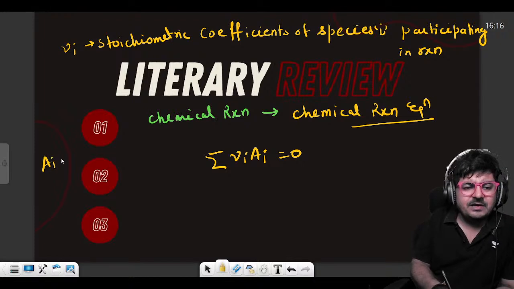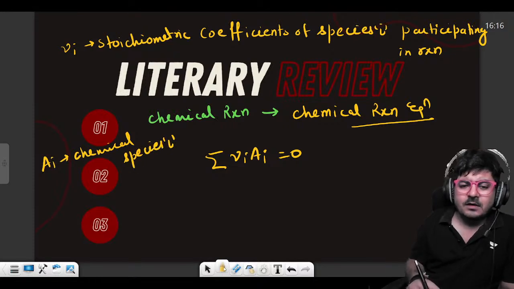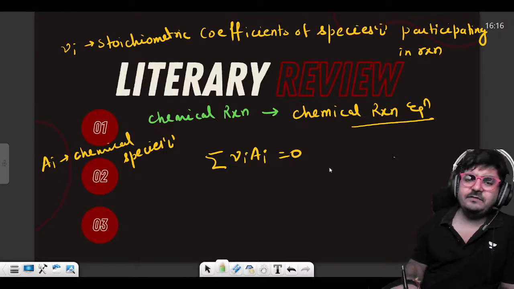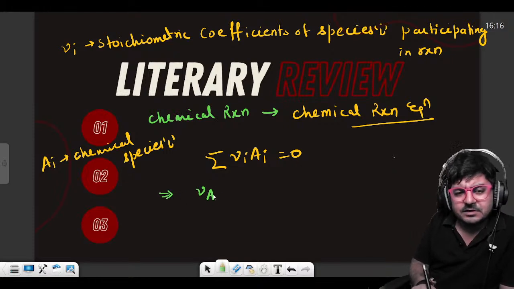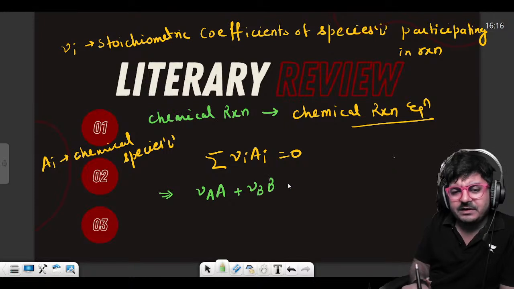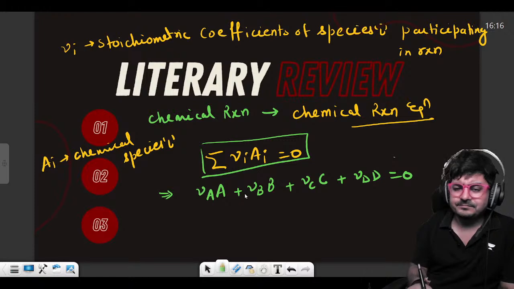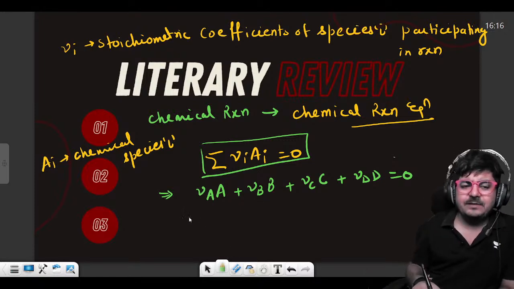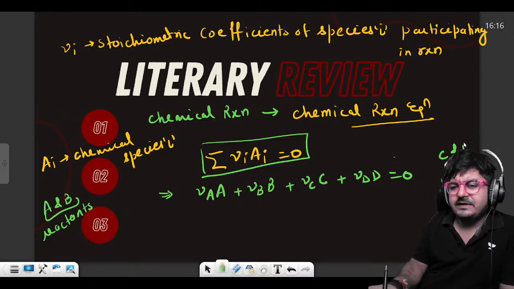And A i is any chemical substance, or you can say chemical species. Suppose we have a chemical reaction in which four components are participating, let's say A, B, C, D. We can write it as nu A of A plus nu B of B plus nu C of C plus nu D of D equal to 0, as per this equation method. And suppose A and B are the reactants, while C and D are the products.